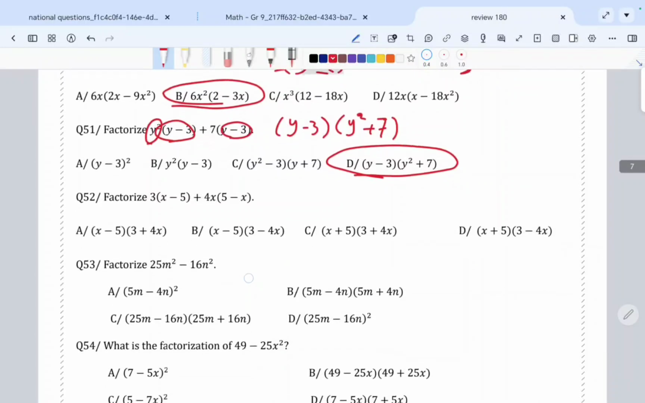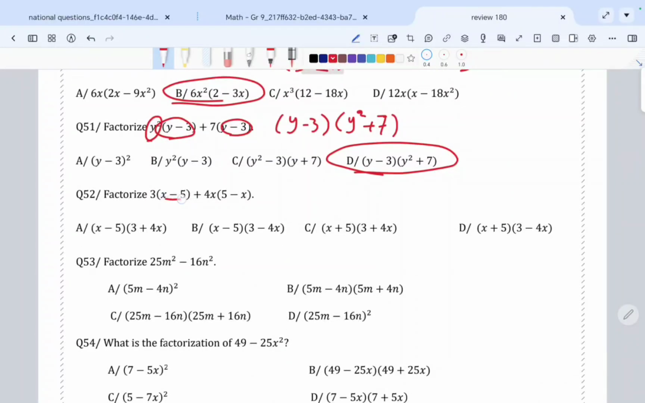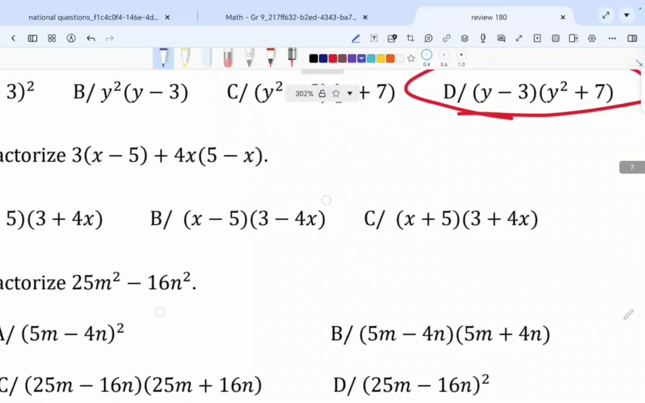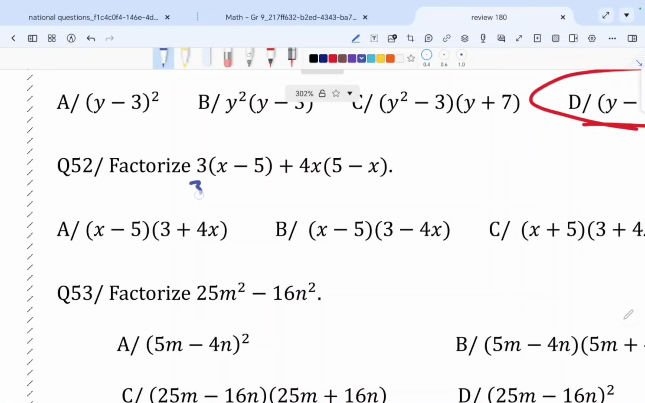The same thing, but here we have x minus 5, here we have 5 minus x. So you have to change to the same parenthesis, exactly the same thing. How? Let me show you. Okay, we will say 3 x minus 5, we're going to change this one. If it's negative, we will change it to positive. If it's positive, we're going to change it to negative. Now it's positive, so we're going to change it to negative 4x. Now you can change this one. You have to rewrite it as the same parenthesis. So it will be x minus 5.